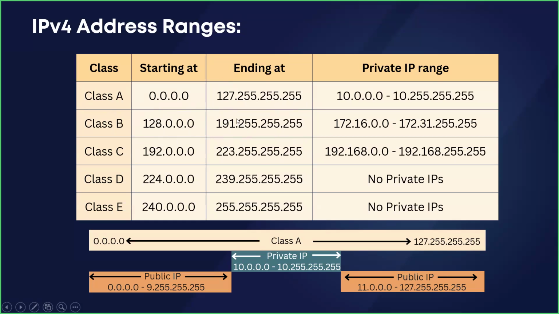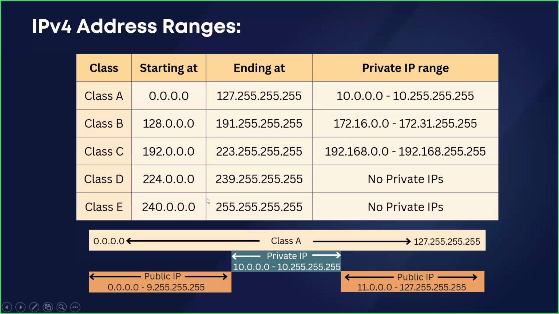Since it's ending at 191, Class C starts at 192. From 192.0.0.0, it goes up to 223.255.255.255. Since it's ending at 223, Class D starts at 224. And from 224, it goes all the way up to 239.255.255.255. Since it's ending at 239, Class E automatically starts at 240. And from 240, it goes up to the last value, 255.255.255.255.